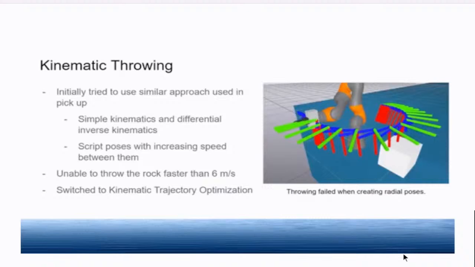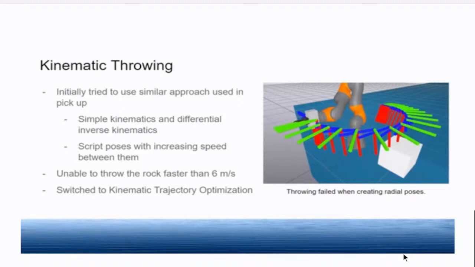We initially thought to try a similar approach with kinematic throwing by creating radial poses as seen in the picture, but we were unable to throw the rock any faster than 6 meters per second. This occurred since differential inverse kinematics only utilizes the very next pose, which would lead to unadvantageous joint positions.